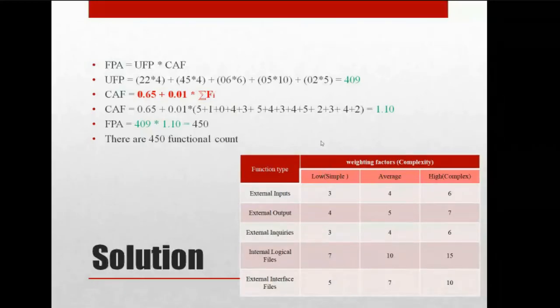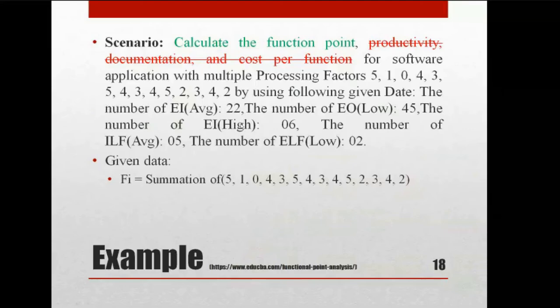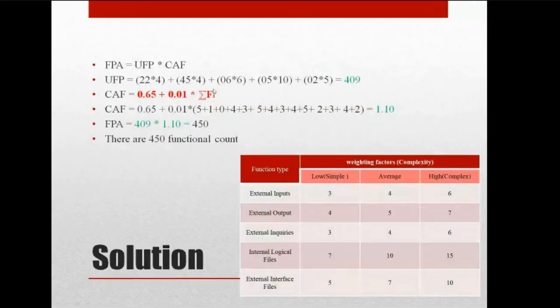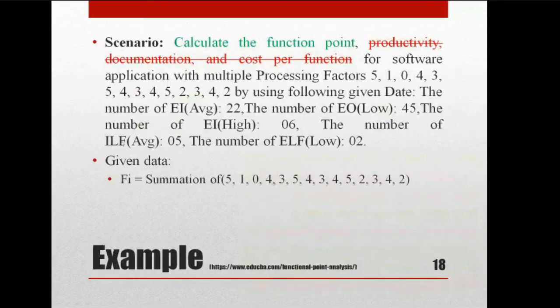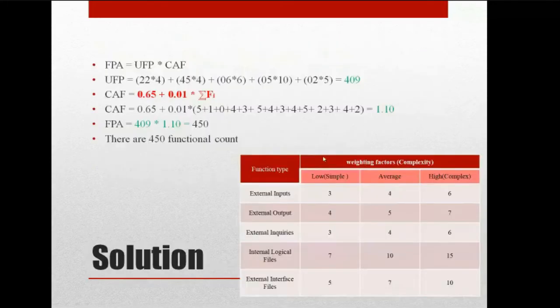So now, external input high. Okay, so the number of external input is 6 here, having high complexity. So external input is 6 into high complexity, which is 6, because external input high complexity is 6. Right. So likewise for ILF it is 5, and the complexity is average. That's why it is 10.